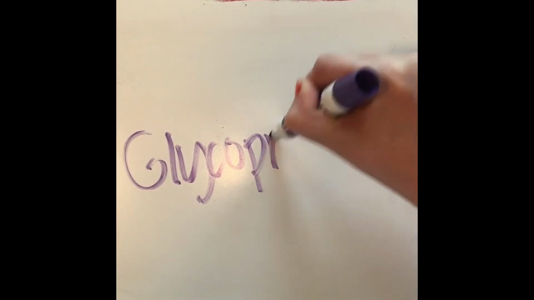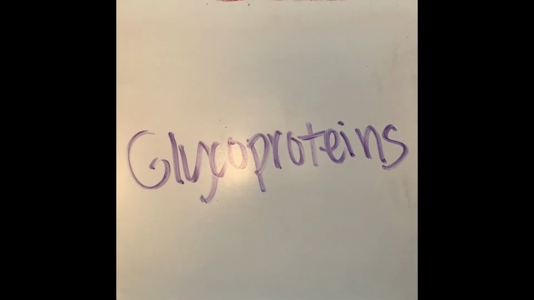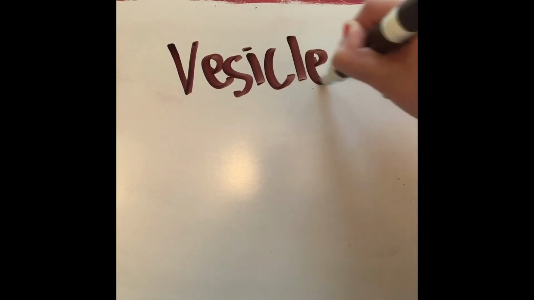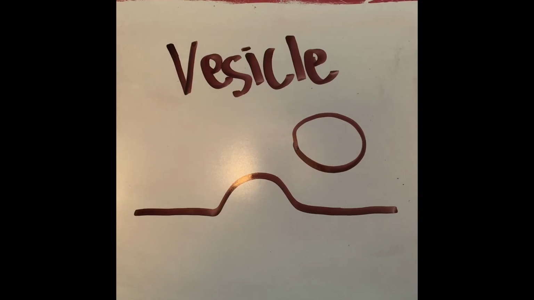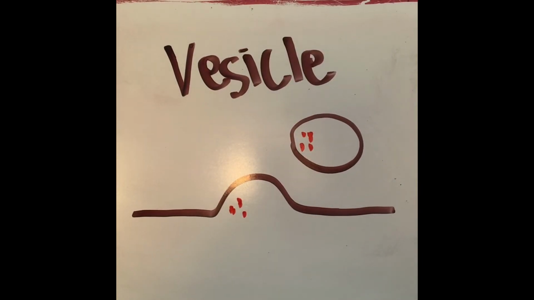Glycoproteins are proteins that have one or more carbohydrates covalently bonded to them. Vesicles are sacs made of membrane in the cytoplasm. Transport vesicles are vesicles that are in transit, carrying molecules from one part of the cell to another.